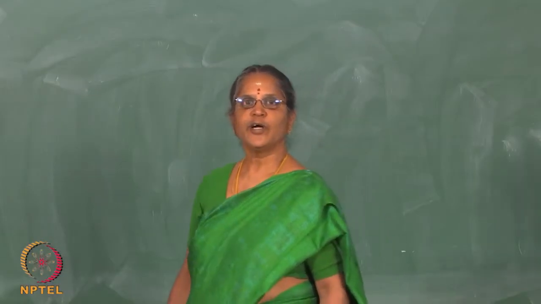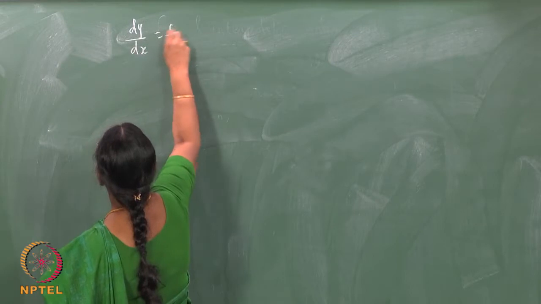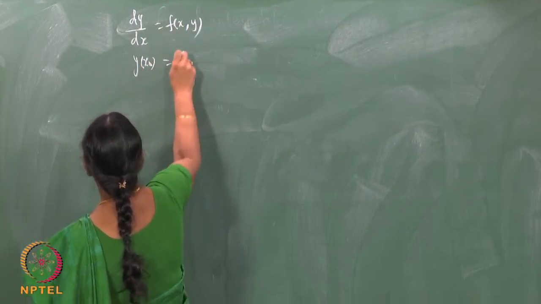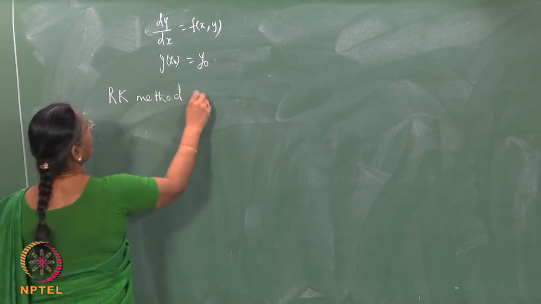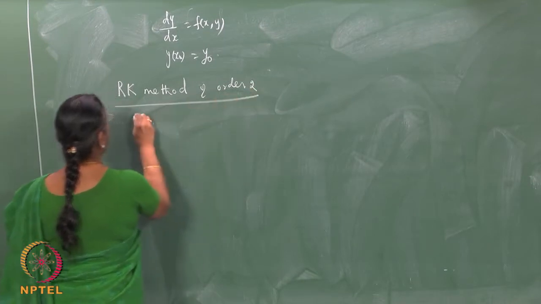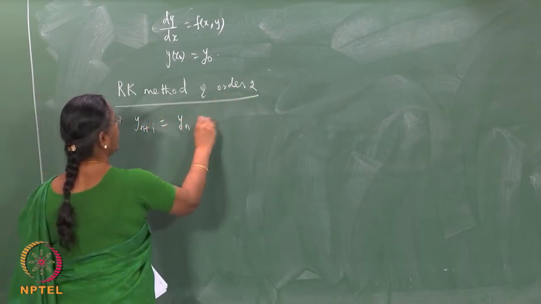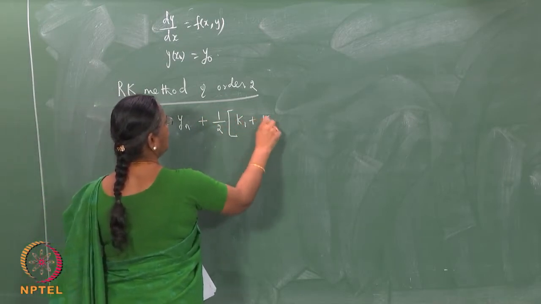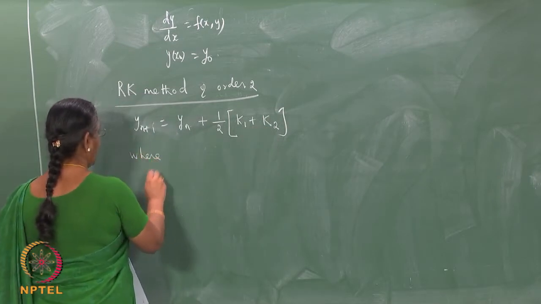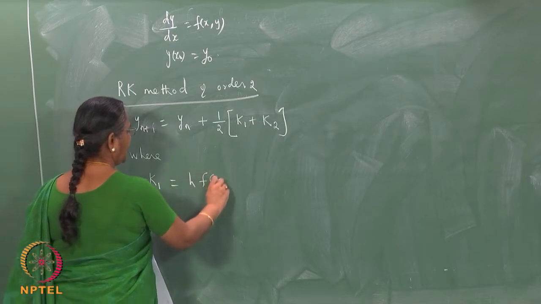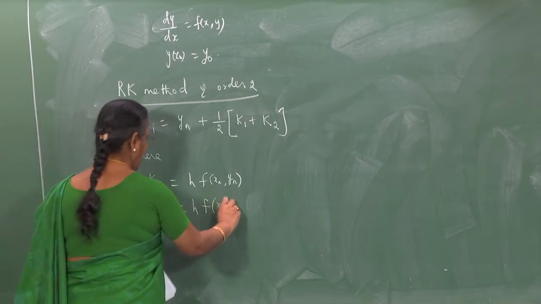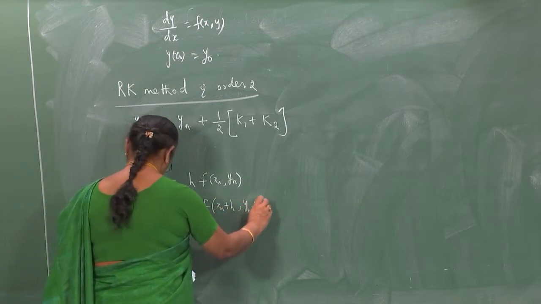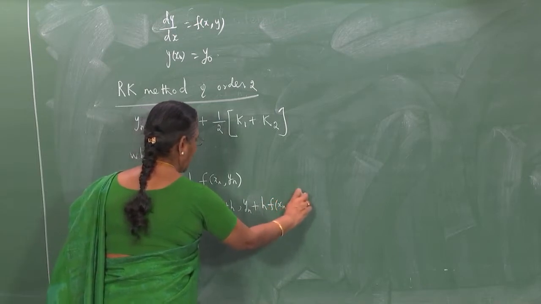We derived the Runge-Kutta method of order 2 for solving an initial value problem dy/dx = f(x, y), y(x0) = y0. And the method is given by y_{n+1} = y_n + 1/2 (k1 + k2), where k1 = h f(x_n, y_n) and k2 = h f(x_n + h, y_n + h f(x_n, y_n)).